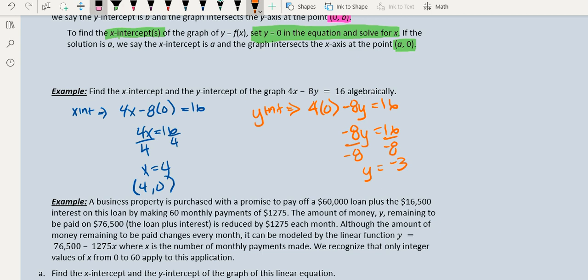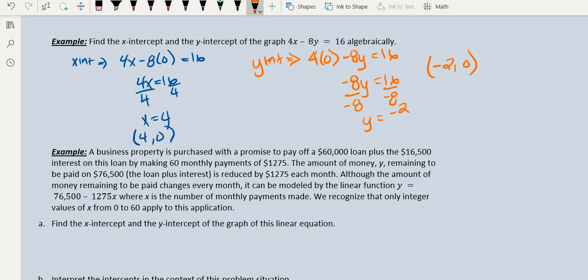Oops, I said 3. Negative 2. All right. So my y-intercept will be (0, -2). And now I found my x and y intercepts.